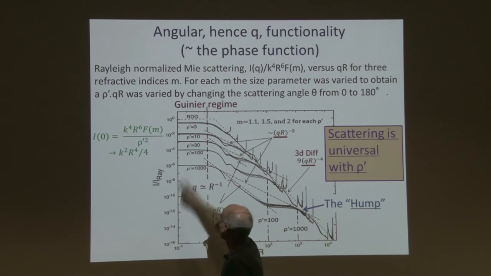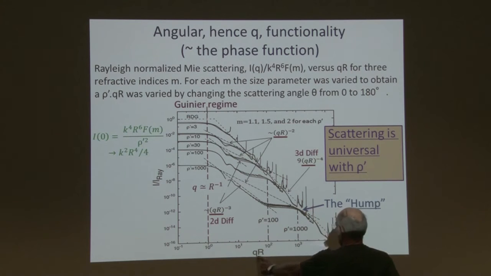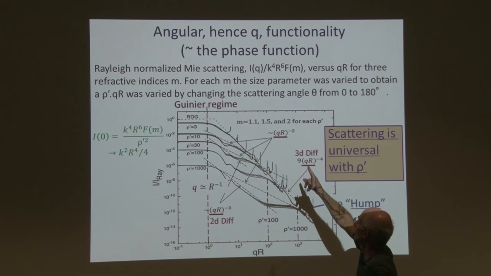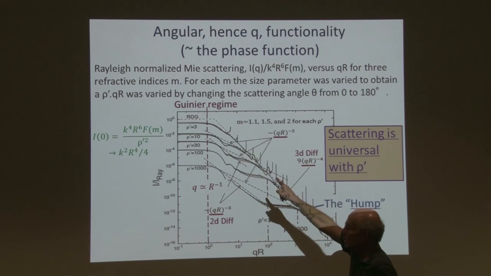This is the scattered intensity. There's that dimensionless QR. This is Mie scattering. Full-blown Mie scattering, any index of refraction you can think of. You can see here I've got 3 of them, 1.1, 1.5, and 2. See that RDG up there?